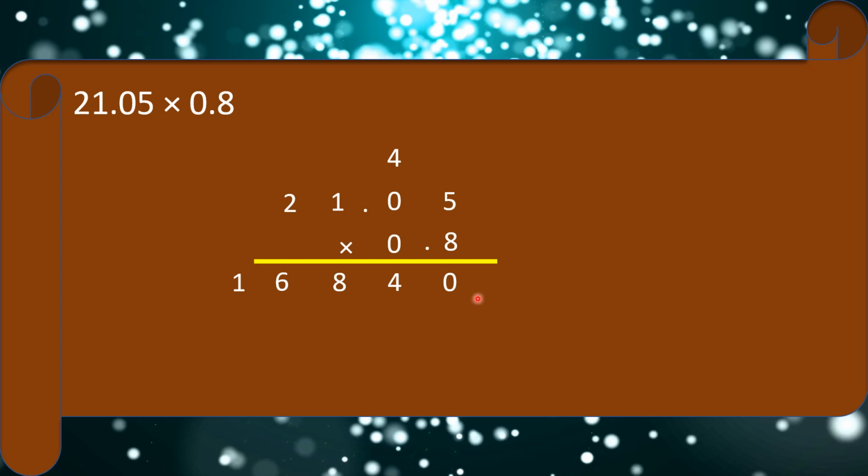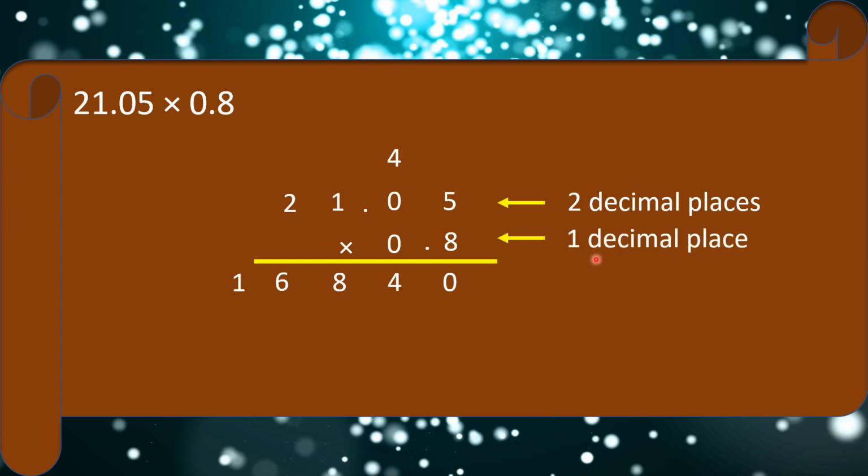Now we will observe decimal places. In the first decimal number, 2 decimal places, and in 0.8, 1 decimal place. So total decimal places in the product should be 2 plus 1, which is 3. 3 decimal places should be in this product. So just count 3 digits from the one's place: 1, 2, 3, and we will put the decimal here. So your answer is 16.840. It is very simple. Let us do one more question.